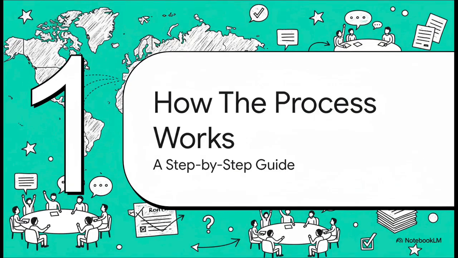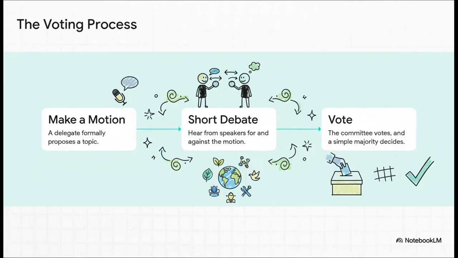So how does this whole thing actually go down? Let's break it down step by step. It's a really clear, structured process, and it's something every single delegate should know like the back of their hand. It really just boils down to 3 simple steps, and they happen right after the last opening speech. First, someone makes a motion. Second, you have a quick debate about it. And third, you vote. Easy enough, right? Let's get into each one.